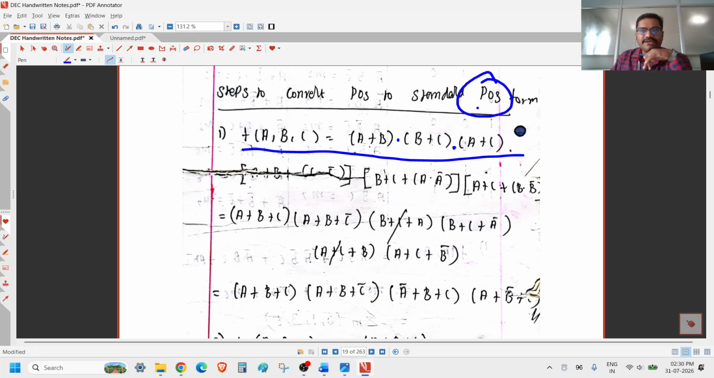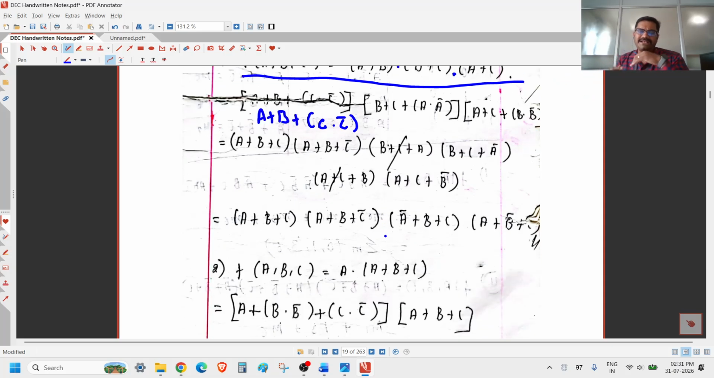Since it is a POS, the rule is you have to add with the A bar dot A formula, otherwise the A dot A bar formula. Now we can see A plus B, the first term. A plus B added with the C term, since the C variable is missing, so C dot C bar. Likewise B plus C plus A dot A bar, and likewise A plus B plus B dot B bar. Now you have to add each and every term, and after that, with basic mathematical simplification, finally you can get the standard form of the equation.